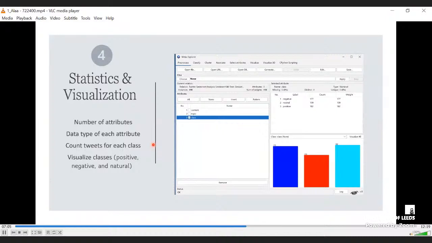For the statistical information that we can see here about our data, we have 3 attributes. We don't have any missing values, and we can see the type of the attribute that we selected, and here we have counts of how many tweets are in each class. And here is a visualization chart to show the differences. We can visualize it in an advanced way by selecting, for example, 3D visualization.